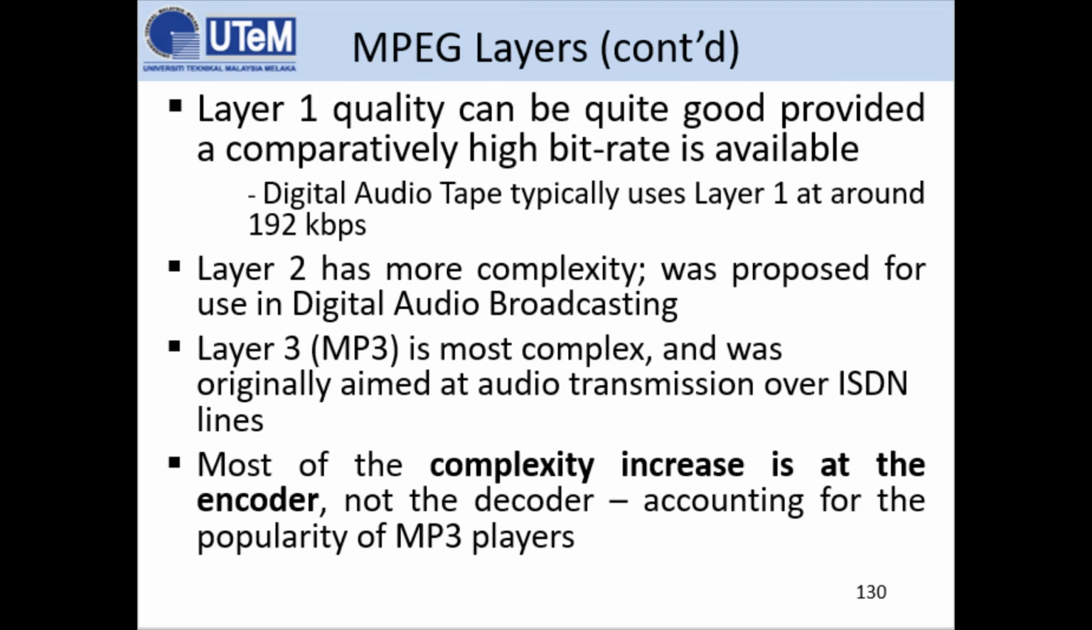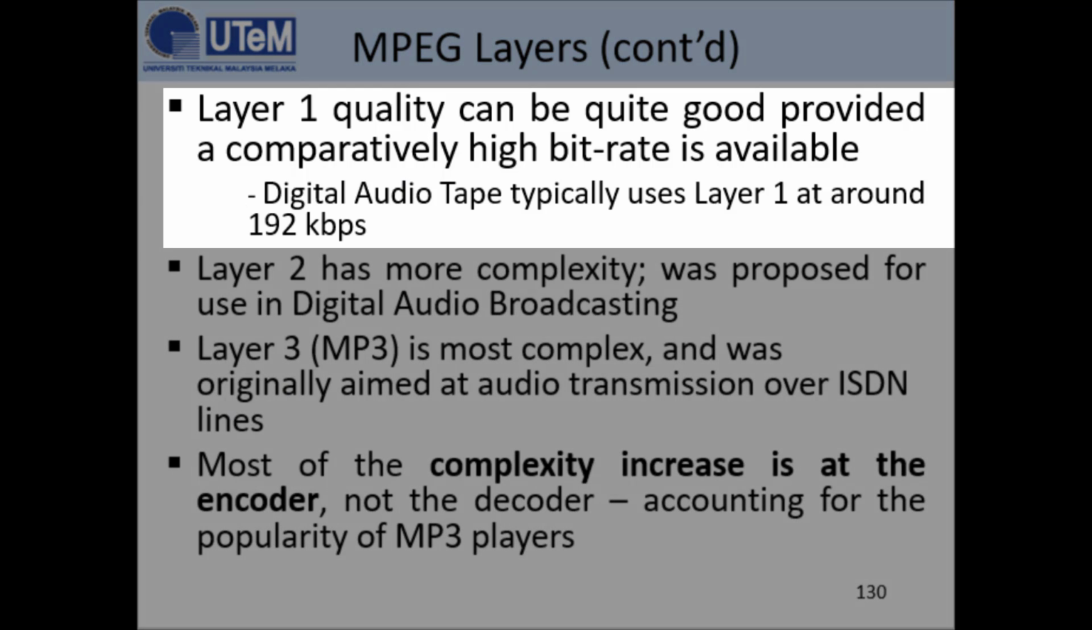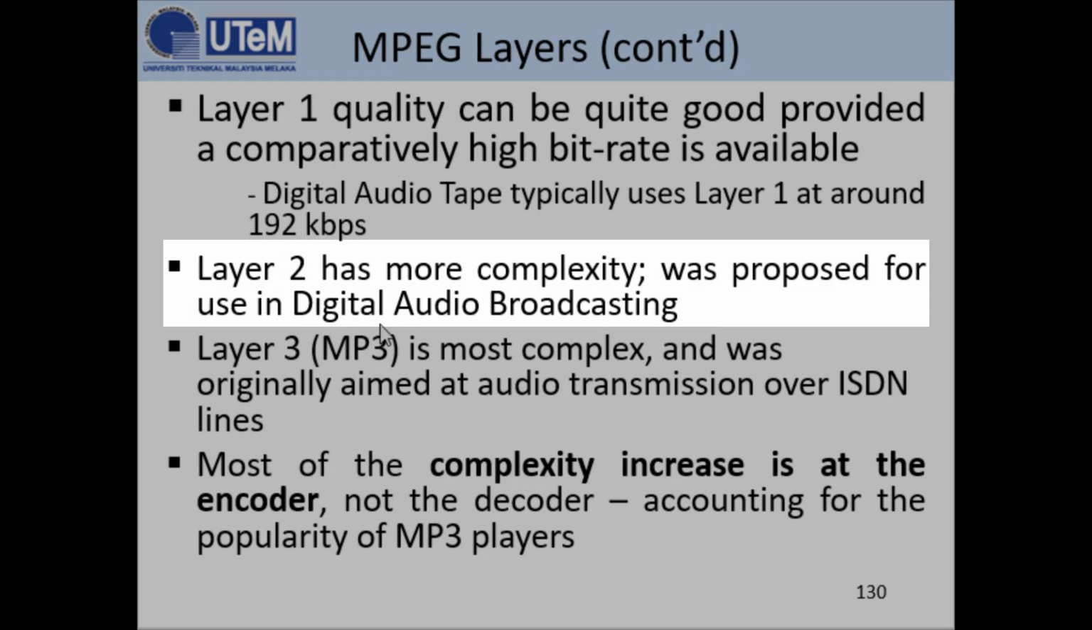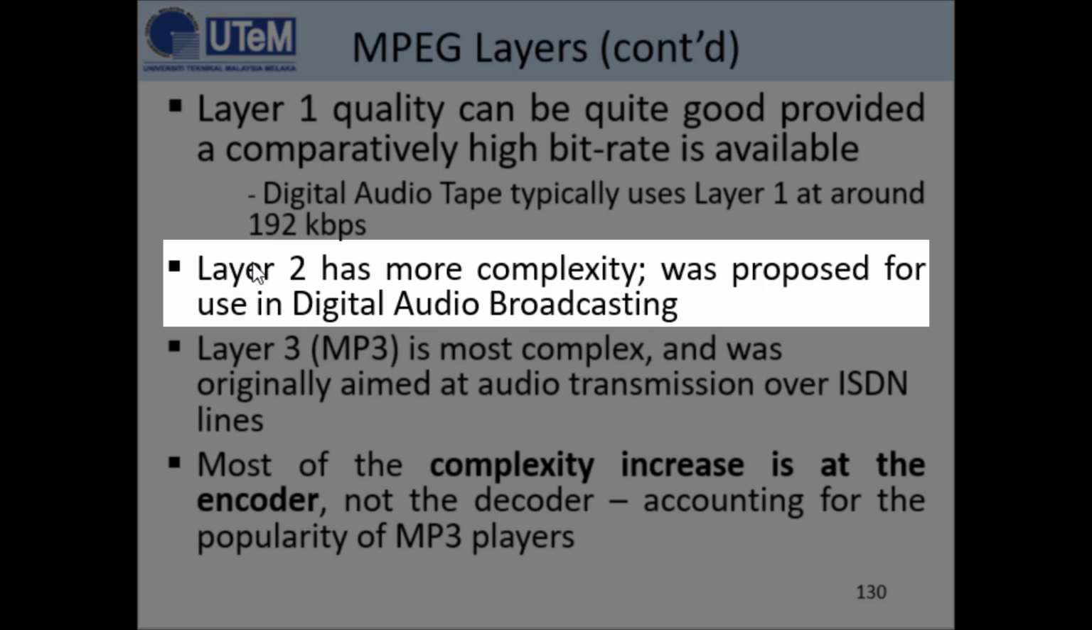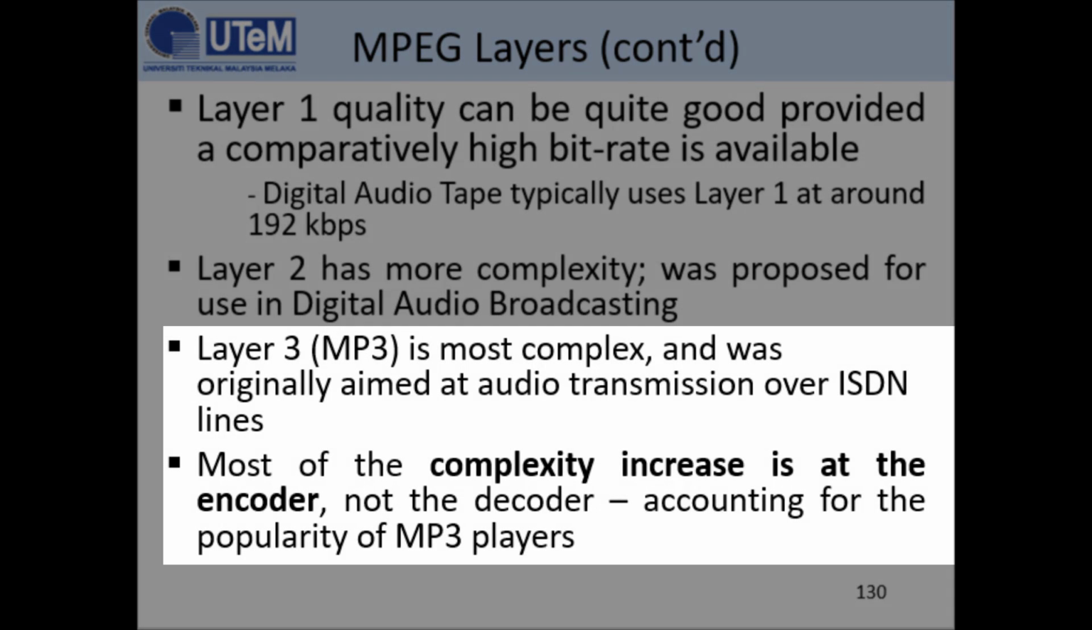So what do layer 1, layer 2, and layer 3 do? Layer 1 quality is considered quite good. Digital audio tape, DAT, typically uses layer 1 at about 192 kilobits per second. And then layer 2 provides more complexity, and it is widely used in digital audio broadcasting. And layer 3 is the most complex, which is the MP3 format. However, most of the complexity is at the encoder rather than at the decoder side. So this makes the MP3 player more popular.